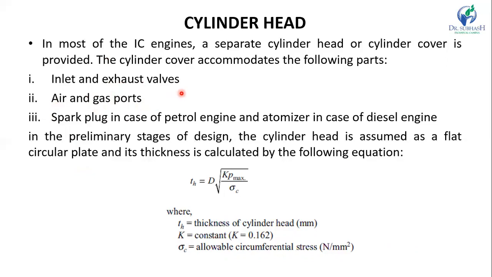In the preliminary stage of the design, the cylinder head is assumed to be a flat circular plate, and its thickness is calculated by the equation TH equals D root K P maximum upon sigma C. Where TH is the thickness of the cylinder head, K is a constant whose value is generally taken as 0.162, sigma C is the allowable circumferential stress, and D is the bore diameter.